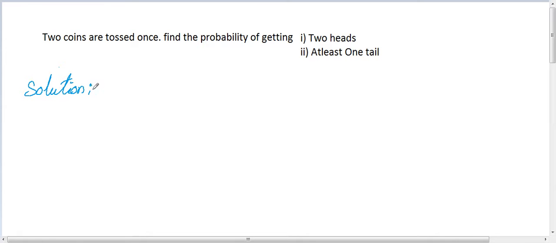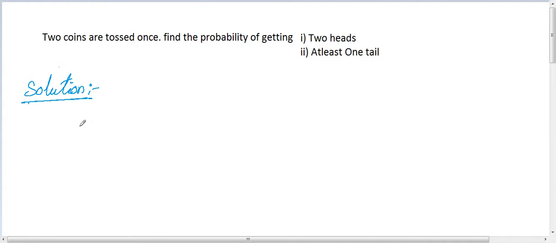Let's solve the question which I have written on the whiteboard. If two coins are tossed at once, we need to find the probability of getting two heads and the probability of getting at least one tail.